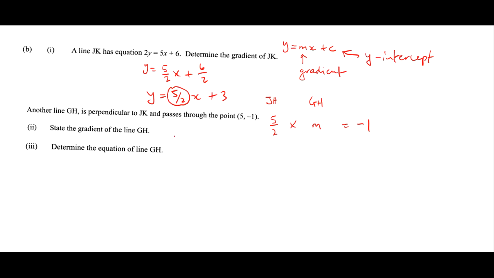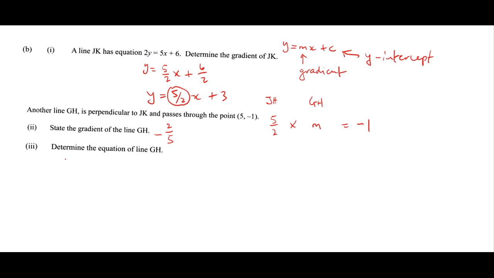Alright, so to get the gradient of GH, all we need to do is to invert, so it'll be 2/5, and we put a minus sign in front of it. Right? This is just a quick way to determine the gradient of a line that is perpendicular to another line. Once you know the gradient of one, we just invert and we put a minus sign in front. So the gradient is minus 2/5. And then the next part is to determine the equation of the line GH.